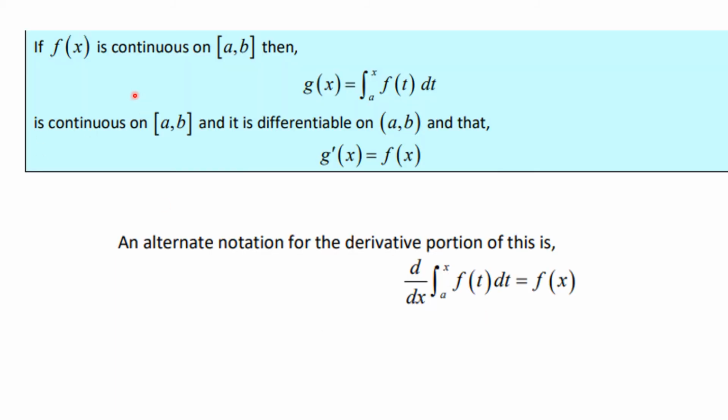Here's a statement. If f of x is continuous on the closed interval [a, b], then g of x, defined to be the definite integral from a to x of f of t dt, notice that the x is in the upper portion of the integral only. It's the upper limit. So this function g of x is continuous on the closed interval [a, b] and is differentiable on the open interval (a, b). And if you take the derivative of this with respect to x, you get the integrand evaluated at x. So g prime of x is equal to f of x.